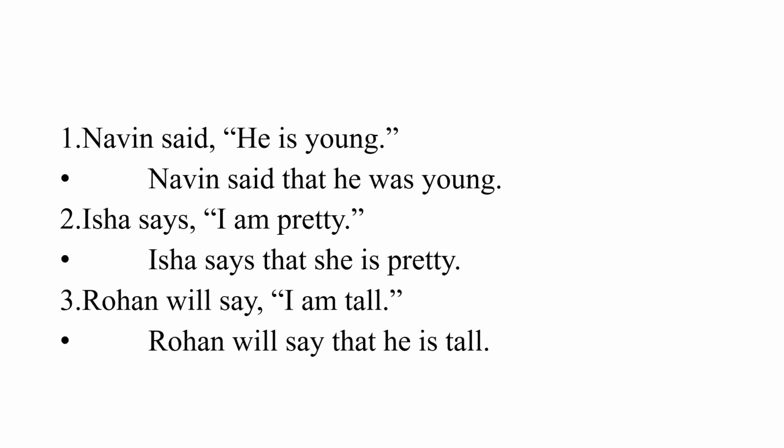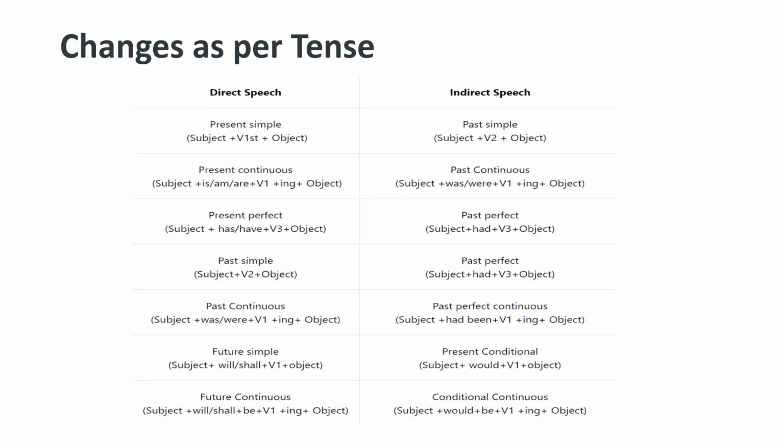For example, as you can see over here, Naveen said, "He is young." Naveen said that he was young. Over here, Naveen said it in the past. That's why we have used "was" instead of "is." Isha says, "I am pretty." Isha says that she is pretty. As we know, after Isha it is "says," so it's in the present. That's why after "she" we have mentioned "is," which indicates present tense. Rohan will say, "I am tall." Rohan will say that he is tall. So the reporting verb is in future tense. Changes as per tense you can see in direct speech and indirect speech, as shown in detail.